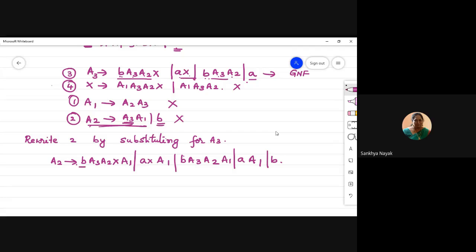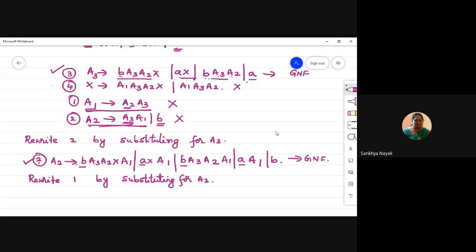Now if you observe, this is also in GNF. This is also in GNF. So now I have the second one in GNF, also third in GNF. Now it's easier to convert this because A2 is already in GNF. So we'll rewrite 1 now by substituting for A2 because A2 is in GNF. Okay. So you can see it's easy.